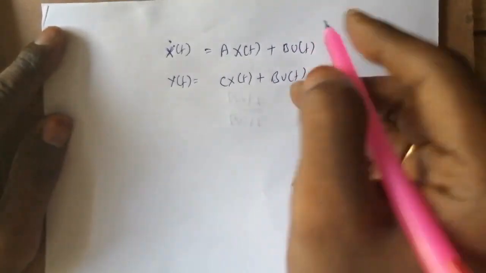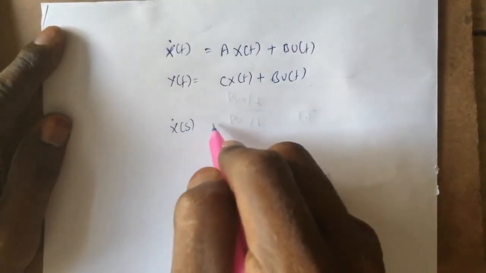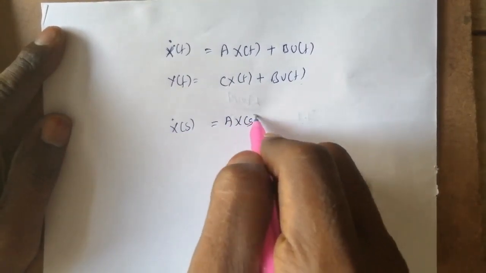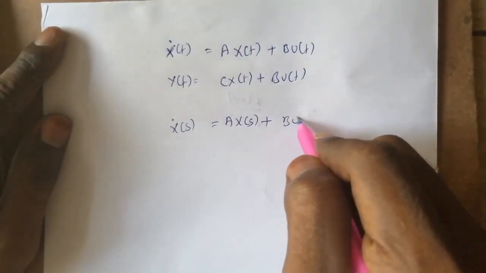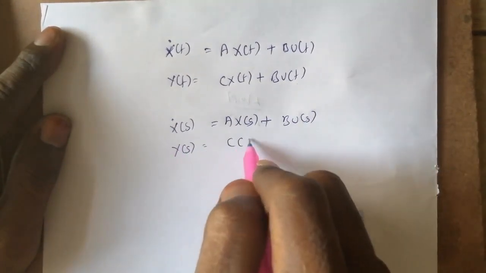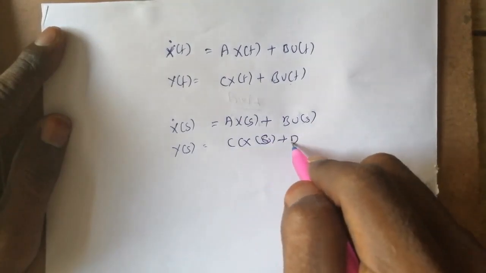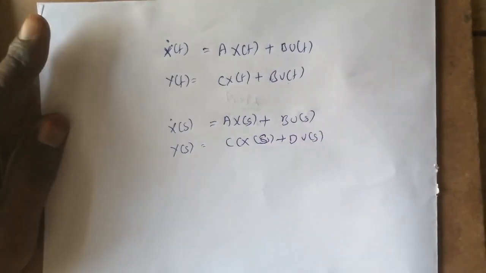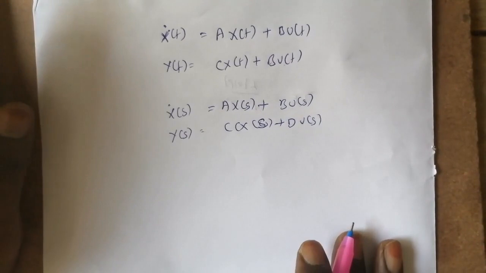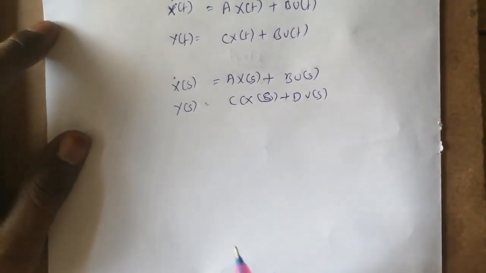If you write in the s domain, you will get X dot of s equals aX(s) plus b into U(s). Similarly, Y(s) equals cX(s) plus d into U(s). Now, these two equations we can represent in the form of a block diagram as well as a signal flow graph.